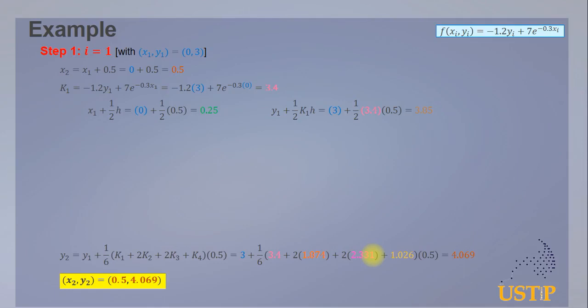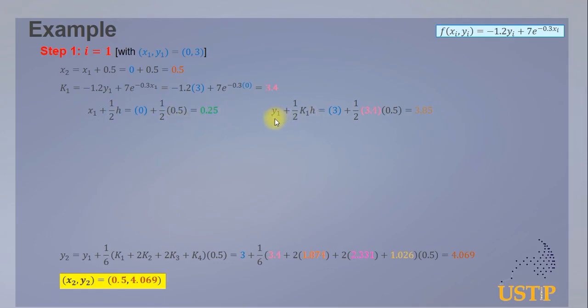we have this 3.4. And then for x1 plus 1 half h, no? So, these are the values to solve for k2. Because we're going to solve for k2, we will be substituting these values sa atong f of x. Tama? So, x1 plus 1 half h is equal to 0 plus 1 half 0.5. So, we have x1 being equal to 0, h being equal to 0.5. So, that is equal to 0.25.